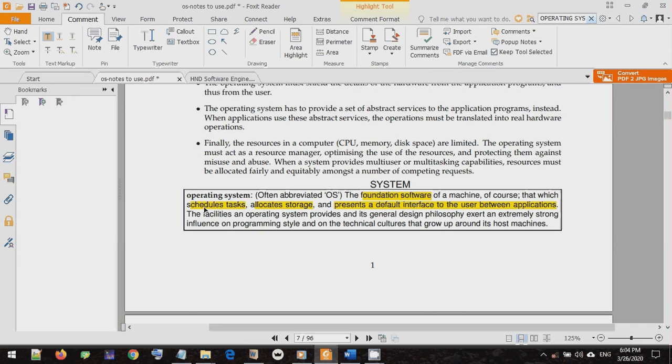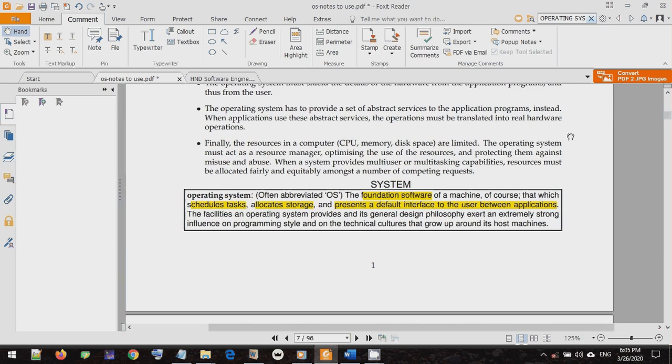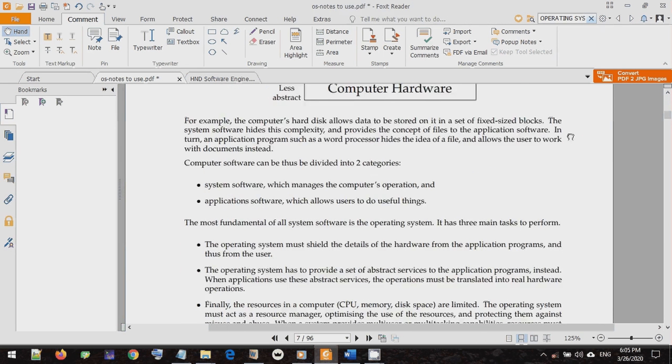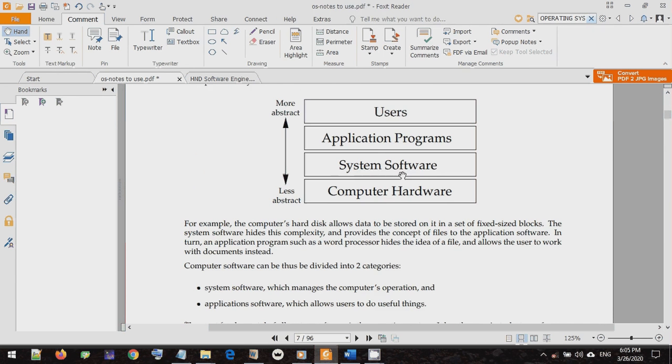Now, what do you observe? You observe that the operating system is defined using its 3 main functions, which is what? Task scheduling, storage allocation, and provision of an abstraction to the user. When you give a user interface, it's like you're providing an abstraction to the user. So basically, an operating system is a system software that provides an abstraction to the user of the computer hardware. What is the meaning of abstraction?